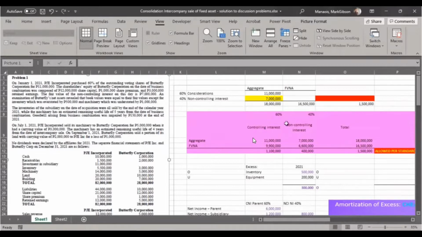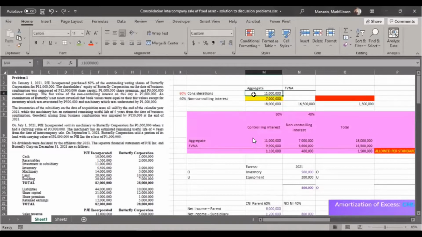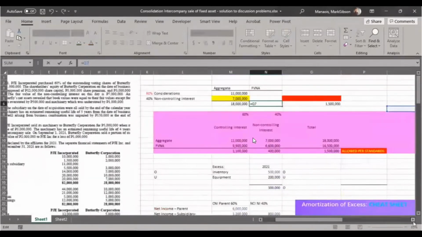Una, how much is the consideration ba? Again, this is one of the templates that I have introduced during part 1 of the session, no? So on January 1, 2021, PJE Incorporated purchased 60%. O yan, 60% pala eh. So that's 11 million, no? So how much ba yung fair value of net assets ni subsidiary? So sabi diyan meron kang 12 million plus 1 million plus 3 million, no? But at the same time, ano yata ang calculation yan? Ayan.